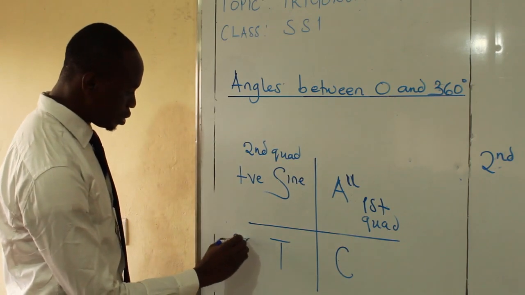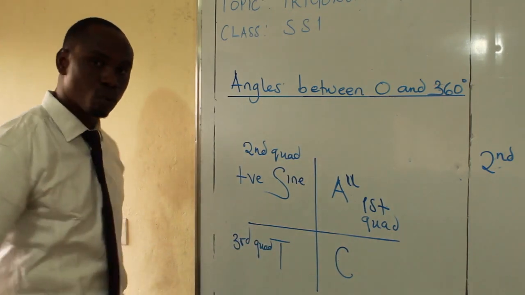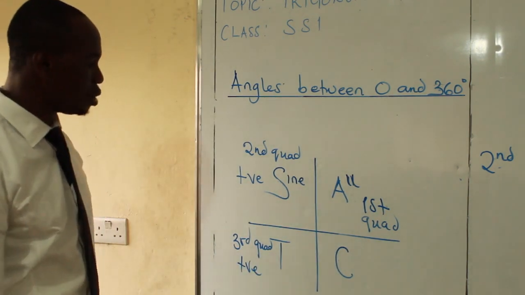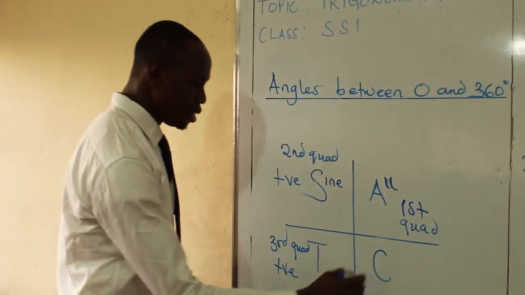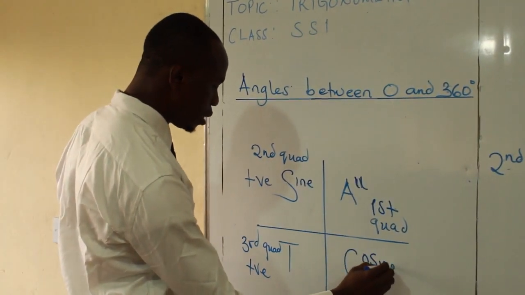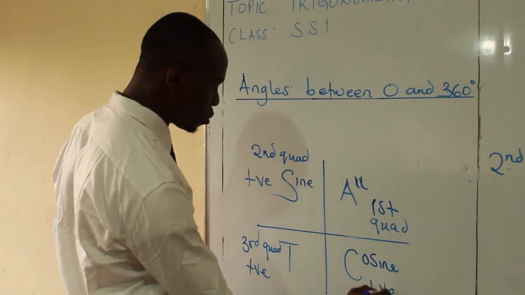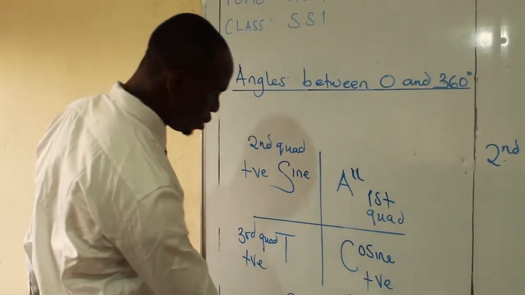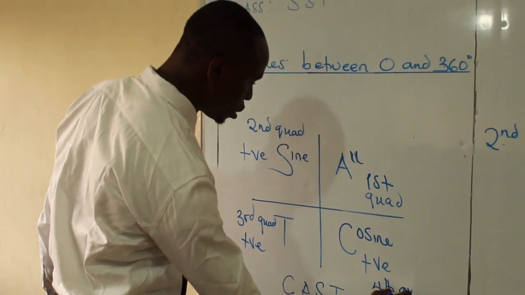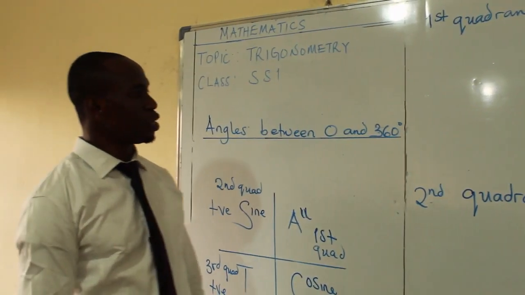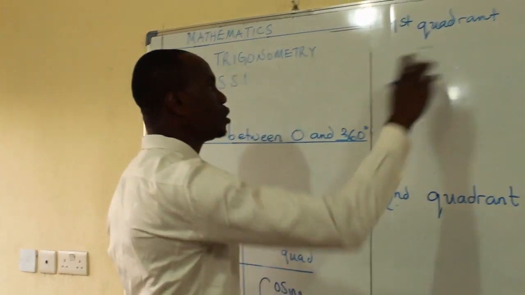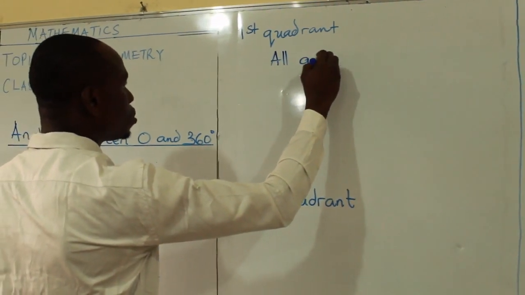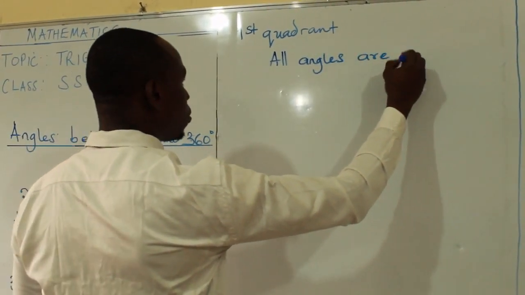This is the third quadrant, and in this quadrant, only tangent is positive. All other trig identities are negative. And finally, C here represents cosine. It shows that only cosine is positive and all other trigonometric identities are negative. So I put the fourth quadrant. So in this section of the board, we have our first quadrant written, and in the first quadrant, all angles are positive.